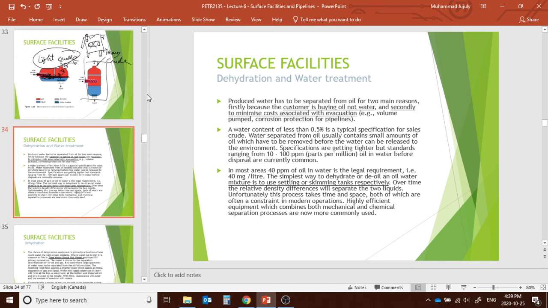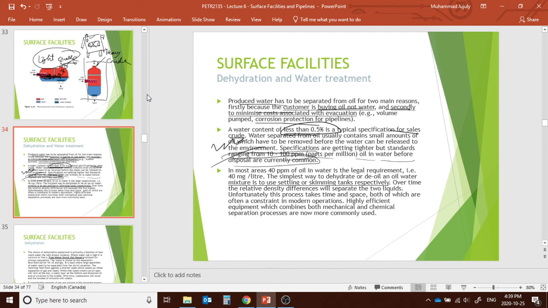We have already discussed the working principles of the separator. Please go through these slides, and we also discussed how much water we should have. Typically the sales crude oil should have less than 5% of water, and ranging from 0 to 10 ppm of water before disposal. So this is the environmental regulation. Remember it, it's very, very important.